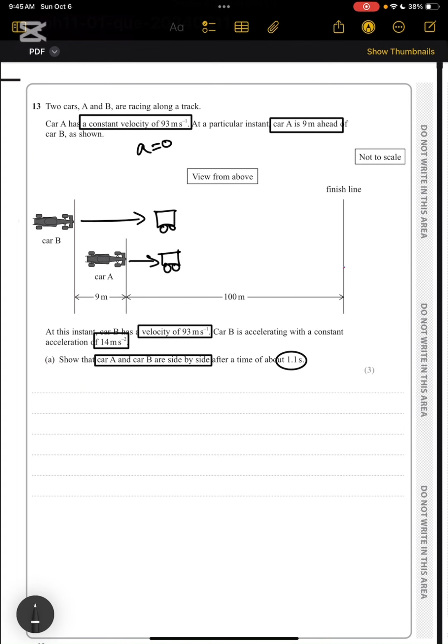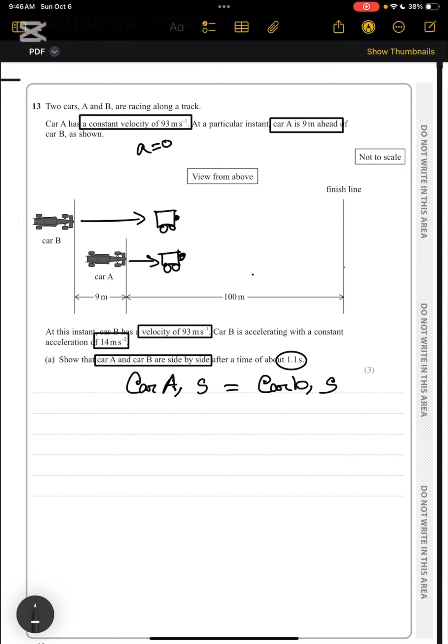The displacement of car B was equal to the displacement of car A, as their displacement is similar here. At this position both of them have the same displacement, that is why they are side by side. So we can say car A's S is equal to car B's S, that their displacements are equal.